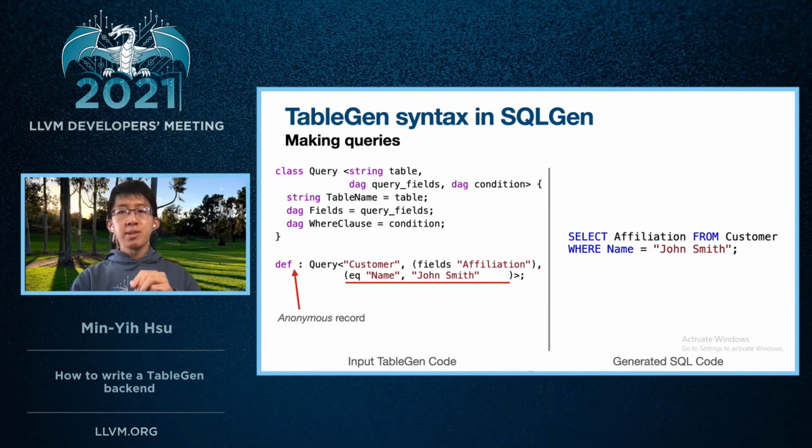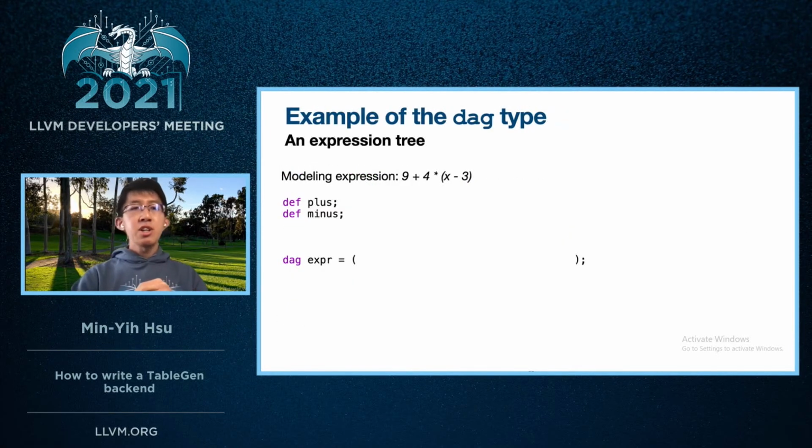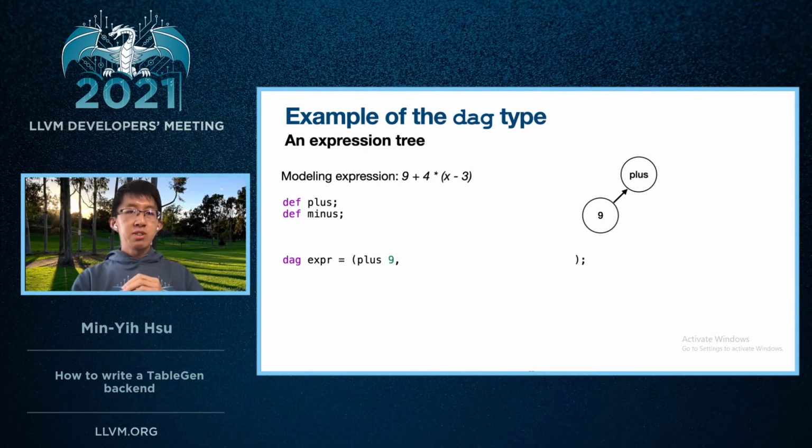What we're trying to do here is express the where clause condition as an expression tree. Let's take a look at how to write an expression tree using TableGen's DAG construction. Here, we want to model a simple math expression, and we have two TableGen records, plus and minus, that we're going to use later. First, we're tackling the arithmetic addition part by using plus as the DAG operator and the integer 9 as its first argument. And the second argument is actually another DAG.